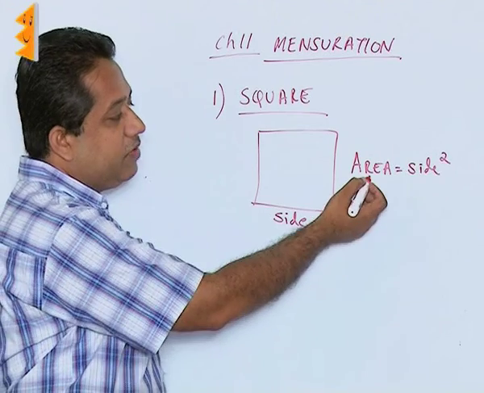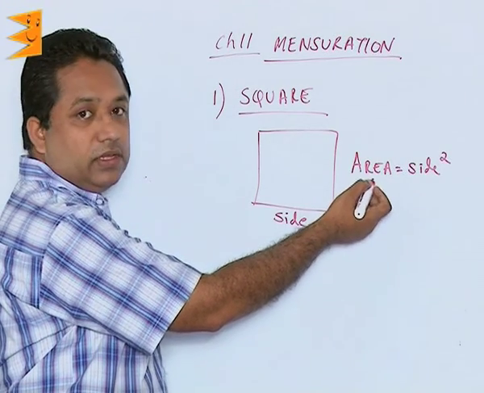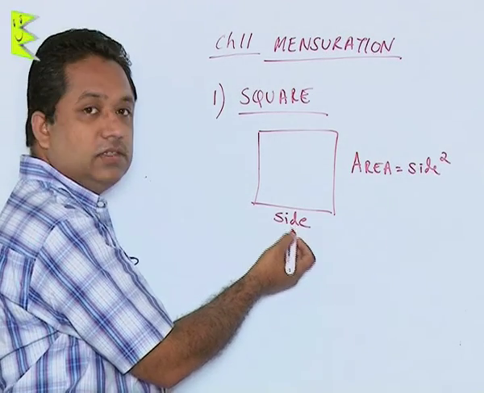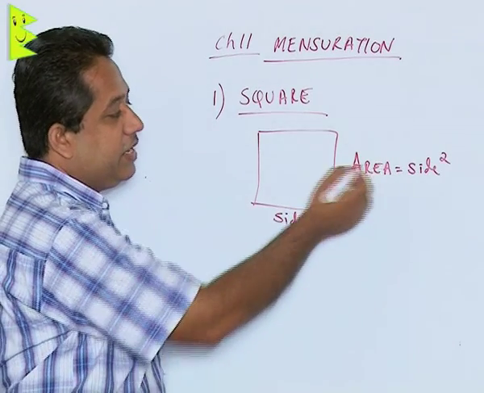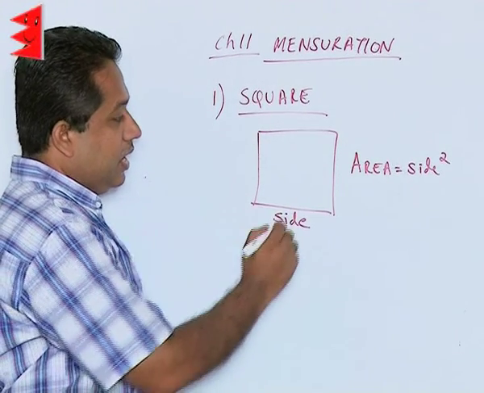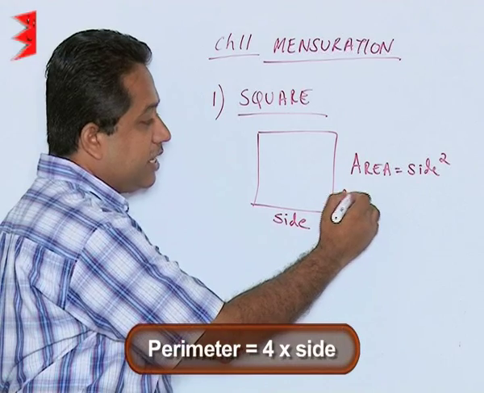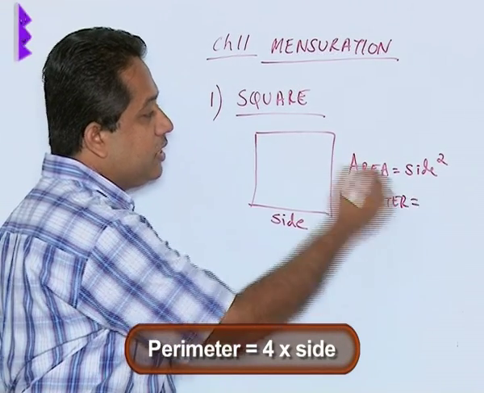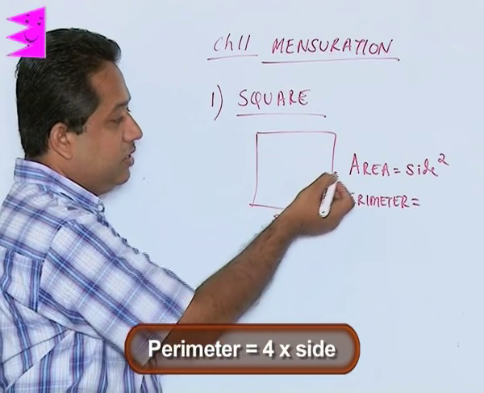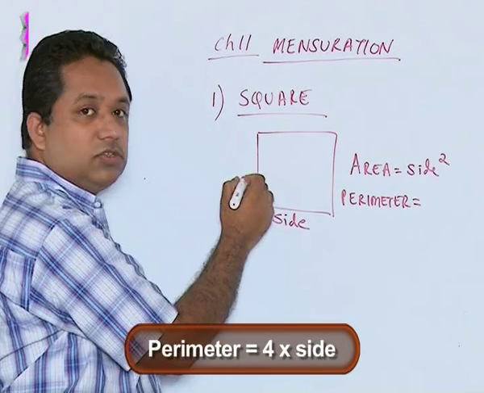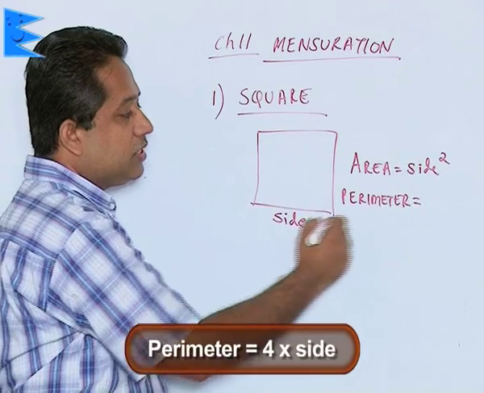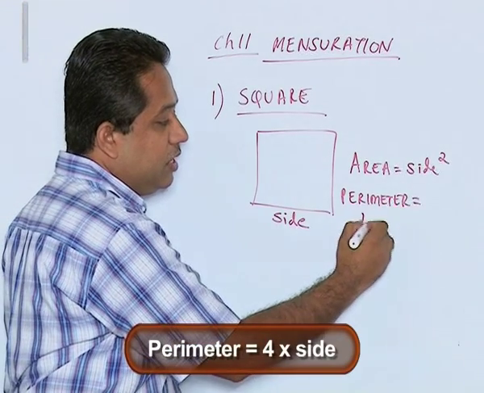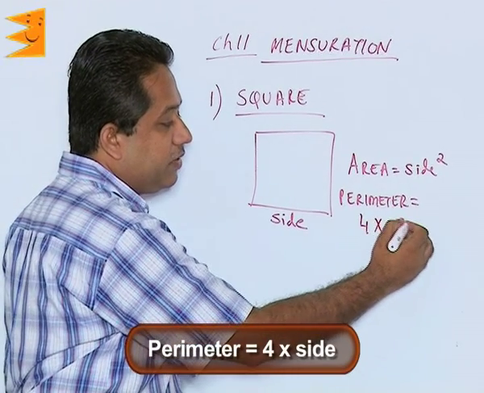The unit of area will be unit square, that is, if it is in centimeters, centimeter square, if it is in meter, the area will be in meter square. And the perimeter is actually the total length of the boundary. So, perimeter of a square, this is side, this is also side, this is also side, this is also side, all of them are equal to each other. So, perimeter will be equal to 4 multiplied by side.